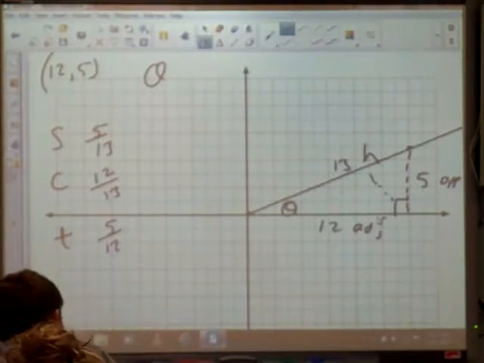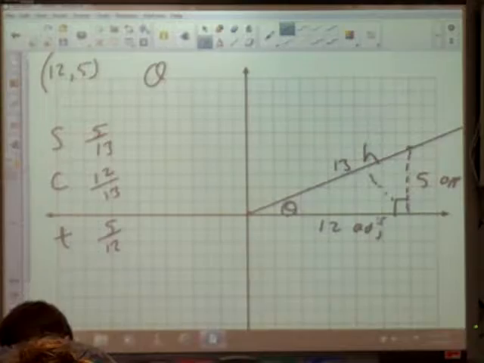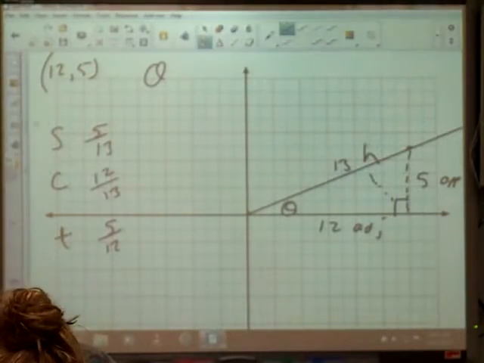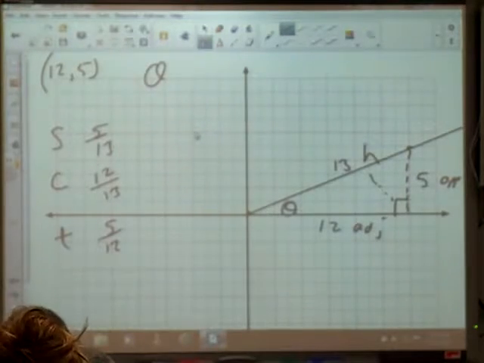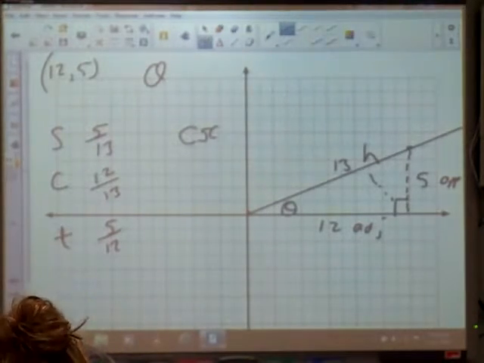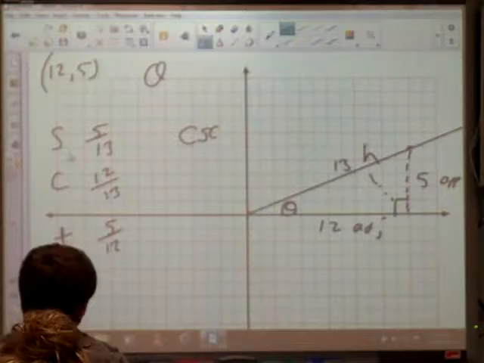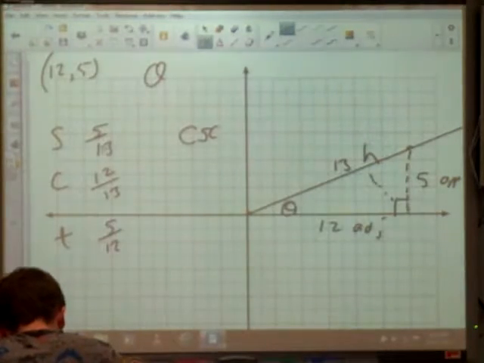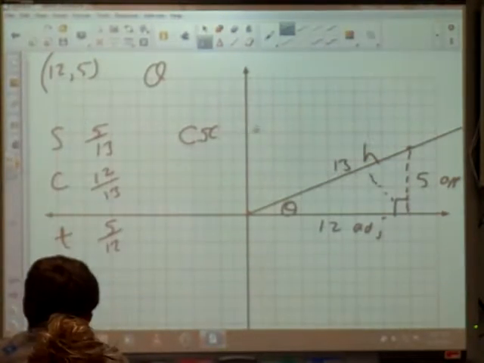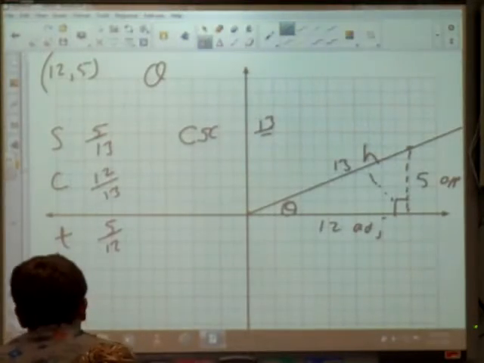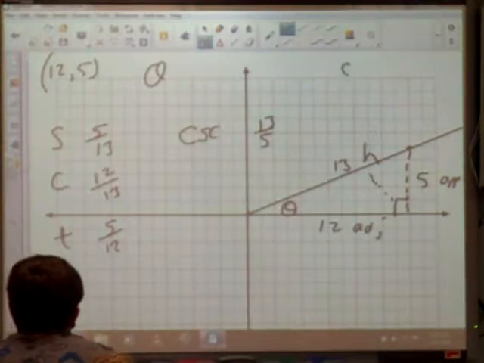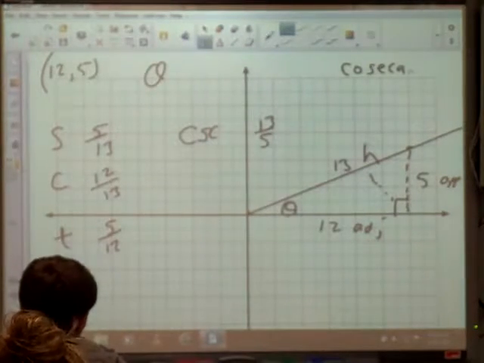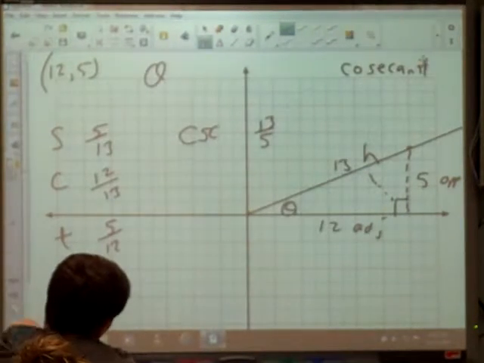All right, now the question said give the 6 trigonometric functions. That's only 3. These have reciprocal trig identities. Sine is the reciprocal of cosecant, abbreviated CSC. So all you do is flip sine and you've got cosecant. So the cosecant here would be 13 over 5. C-O-S-E-C-A-N-T. I made a dumb T.